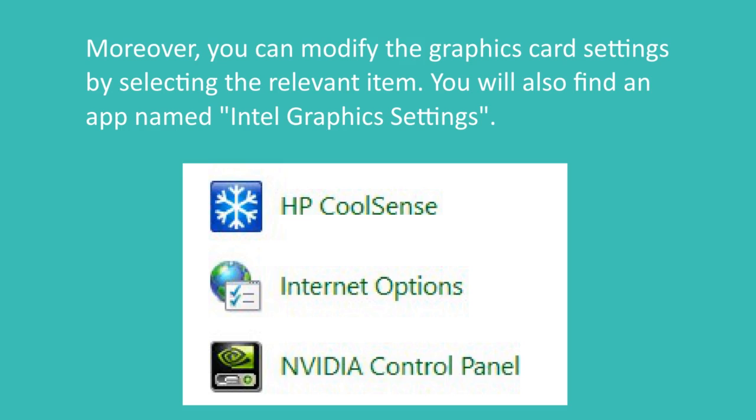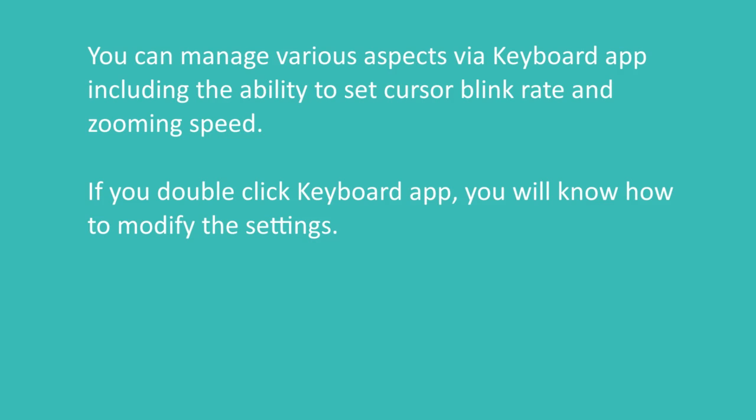If you have an NVIDIA graphics processor, then you will view this NVIDIA control panel here, from where you can manage the graphics card. Moreover, you can modify the graphics card settings, as I told before, by selecting the relevant item here, NVIDIA control panel. You will also find an app named Intel Graphics Settings below. So you can modify the graphics settings easily.